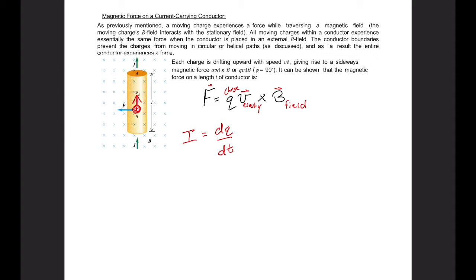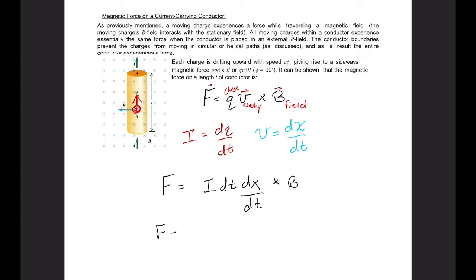You can also rewrite this idea of velocity. Velocity, we know for a long time, is dx/dt. And so we can replace our terms in our force equation with the ones we've written out here. So force is, instead of dq, we can have I dt. And then instead of v, we can have dx/dt. And then we can cross that with B.